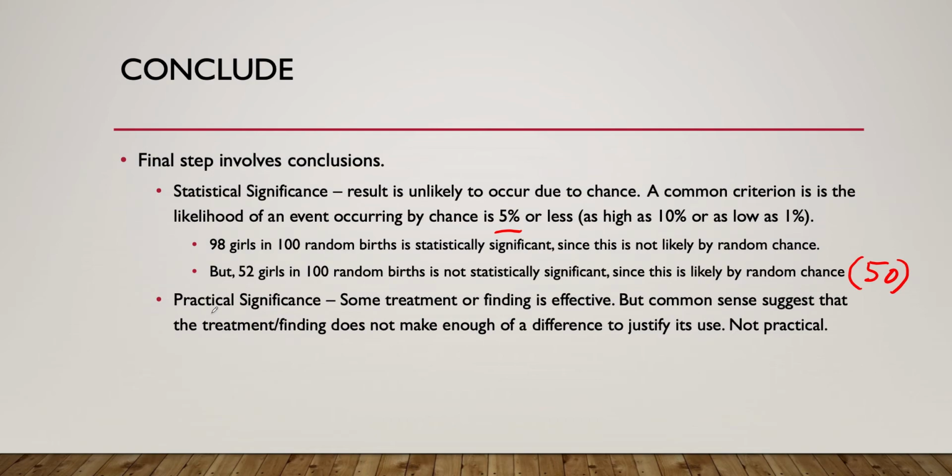So, for example, would it be practical for a mother to attempt to get a daughter if 98 girls in 100 random births occurred? That might be potentially something that you could look into. But if it's something like 52 girls in 100 random births, again, that's very close to 50, with such a minor difference. Is that particularly worth it or not? Something like that is probably not really practical.